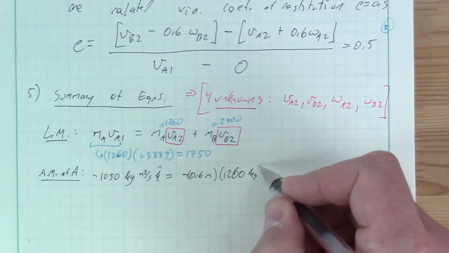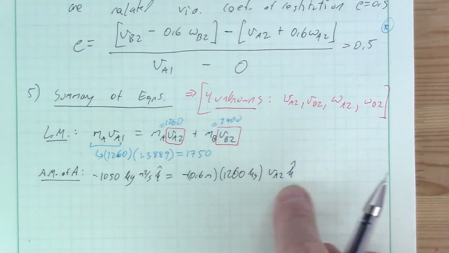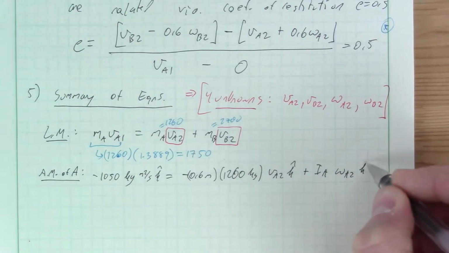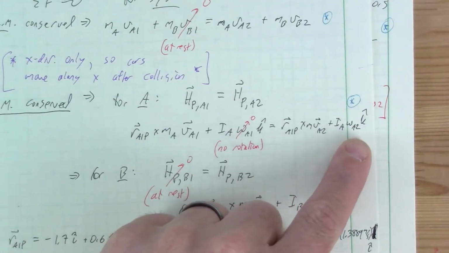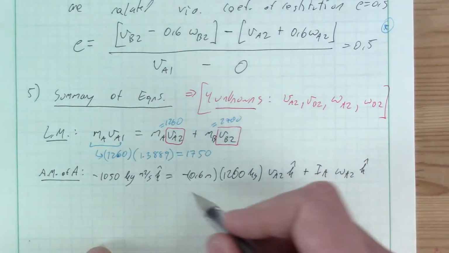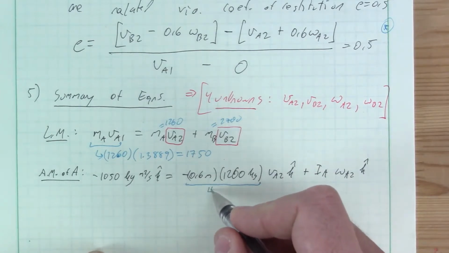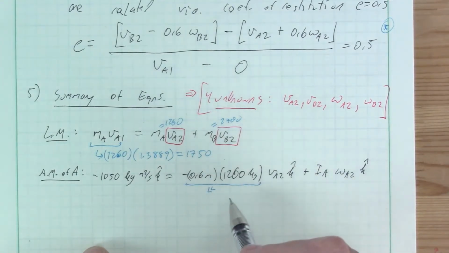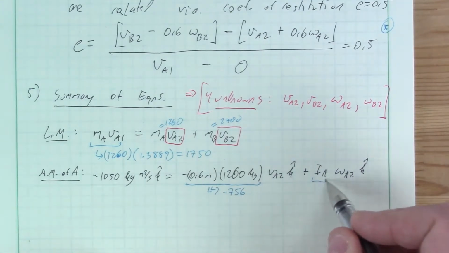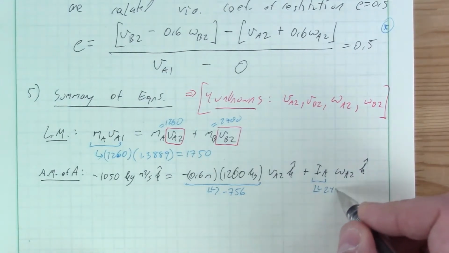1260 is the mass for car A. VA2 is the only contribution to the k-hat component there. And then we have IA omega A2 in the k-hat direction, which I kept as is. This value out front turns out to be 756, so we'll put minus 756. And remember that this IA is 2400 from the problem statement.